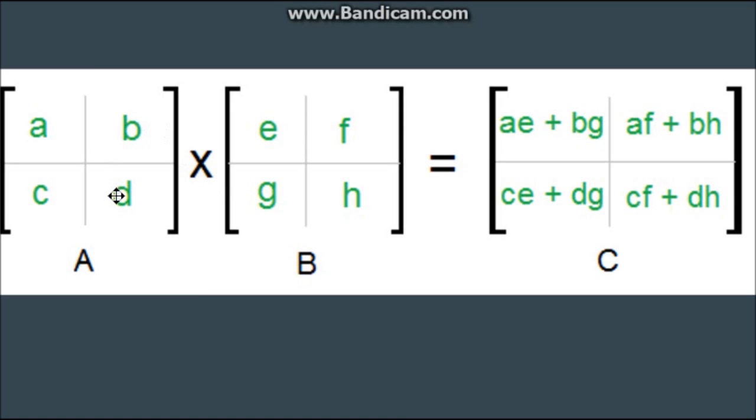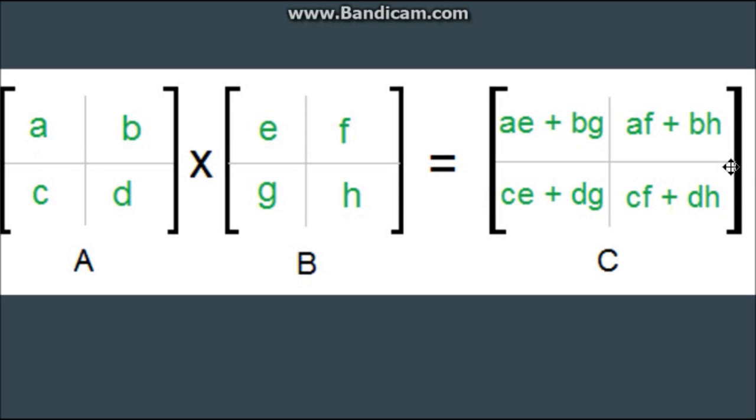Basically, the run and dive method is, okay, look, A times B is equal to C, wherein both A and B are matrices. So for the first term of C, we take AE plus BG. To get the second term of C, we take AF plus BH. Then for the third term of C, we take CE plus DG. For the last term of C, we take CF plus DH.